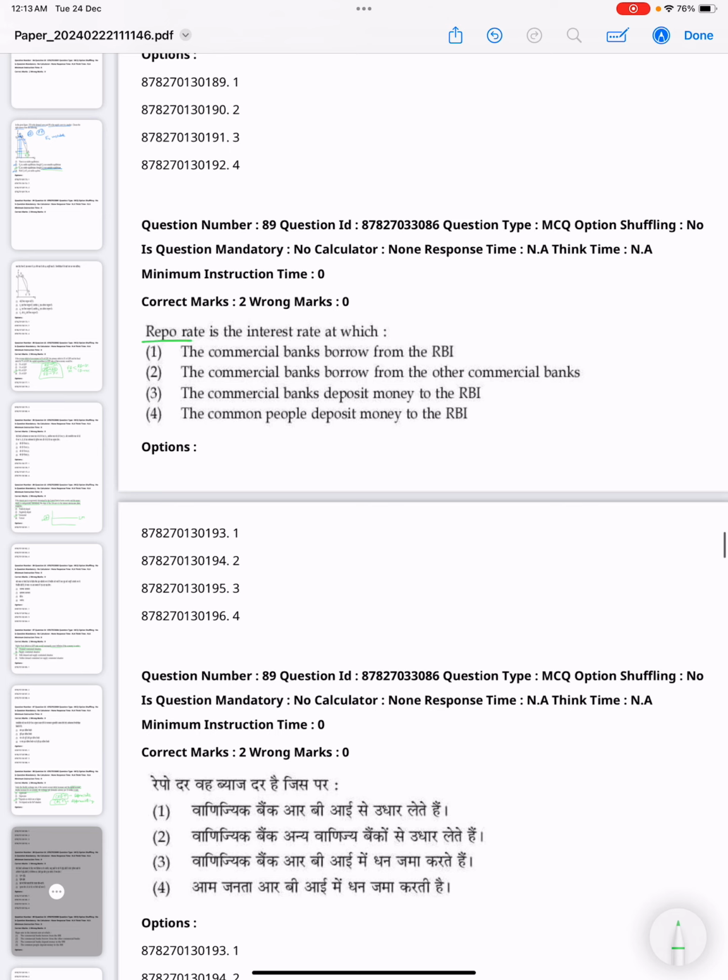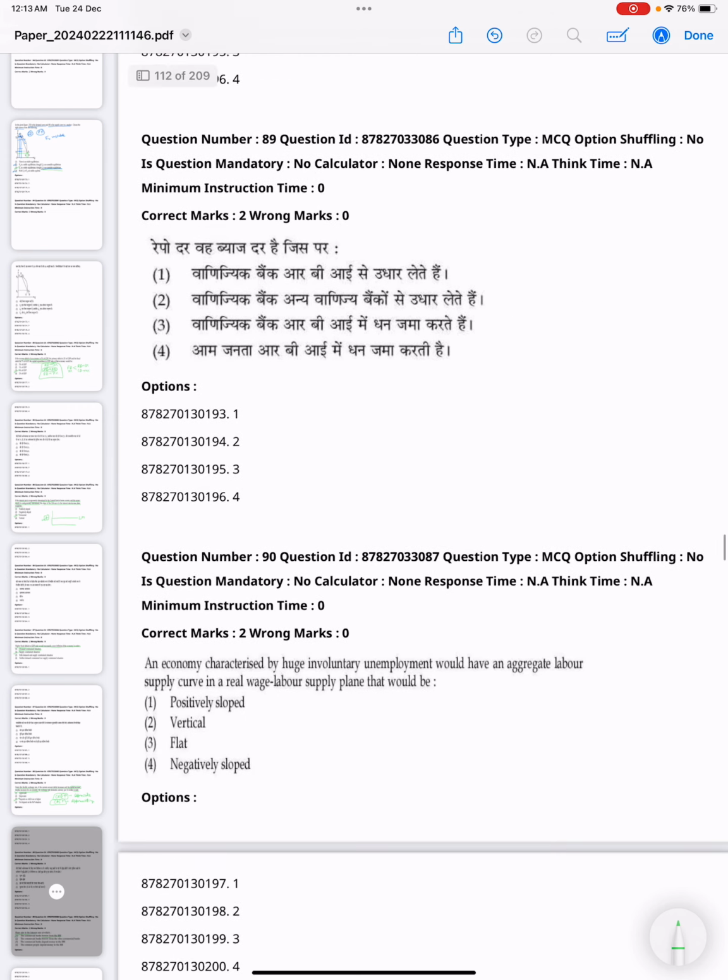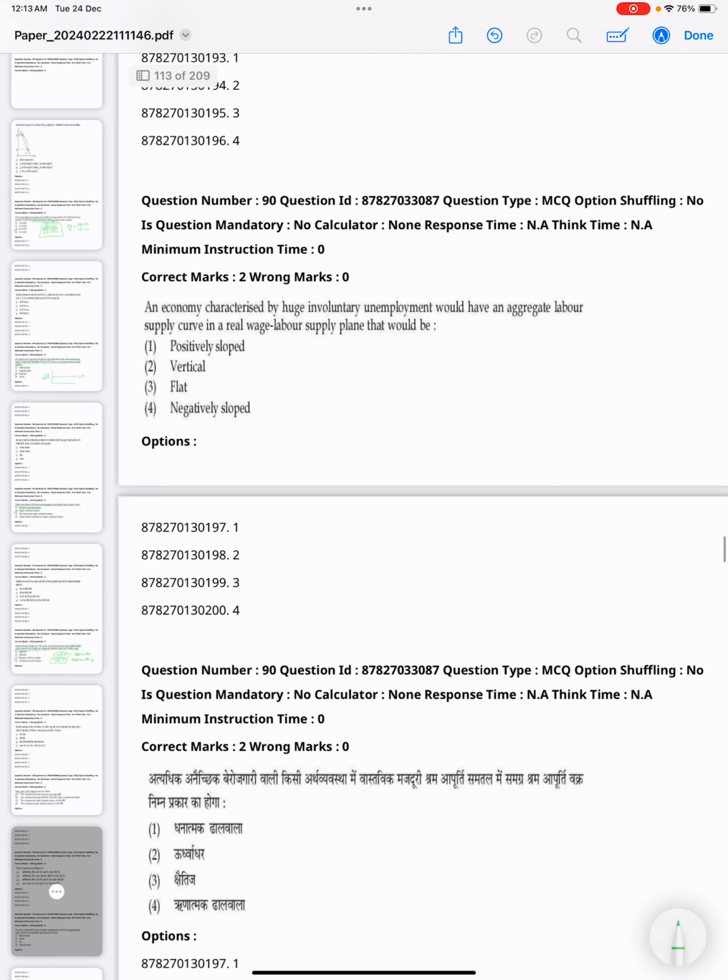Repo rate is the interest rate, so this is a basic question, at which the commercial banks borrow from the RBI. An economy characterized by huge involuntary unemployment would have an aggregate labor supply curve in a real wage labor supply plane. Since there is huge involuntary unemployment, there would be a large number of laborers who would be willing to provide their services at the given wage rate. So it would be flat.